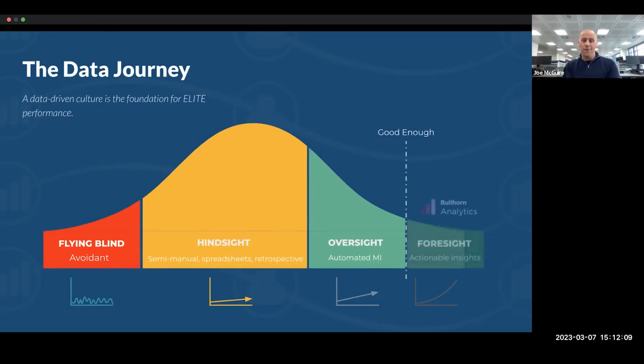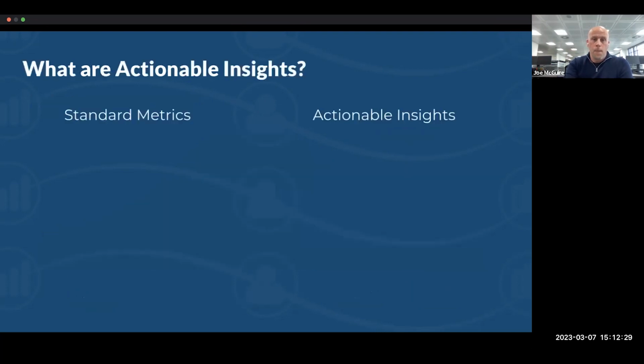Some companies can hit the good enough line because they've invested so much in it. But really, what we're trying to do with Bullhorn Analytics is deliver this foresight stage. Real-time actionable insights to everybody in the business, from consultant upwards. Now, this shows them the actions to take today to be more successful tomorrow, so they can capitalize on opportunity before it's past.